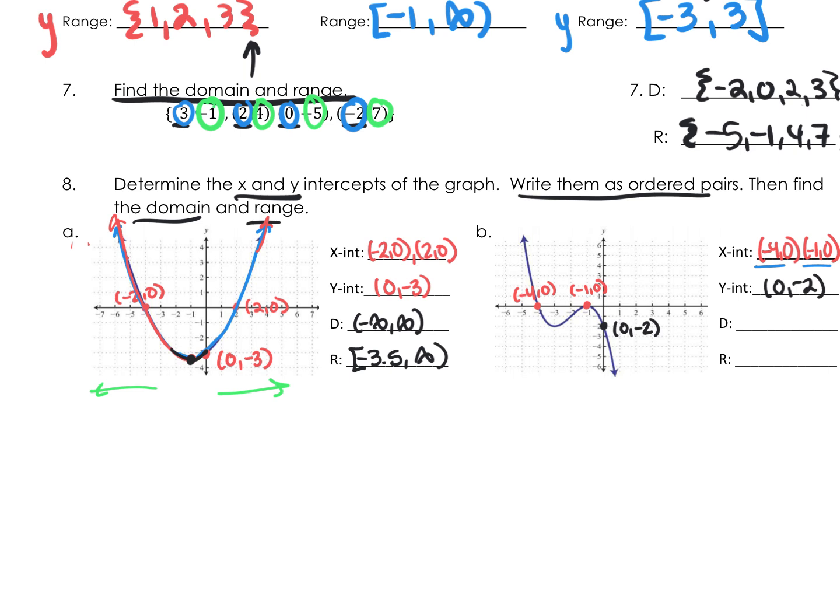And then for my domain, I'm going to see how far left and how far right does my function go. When this function goes up here, it's going to be going left and left forever. And when it's going down here, it's going to keep going right, right, right forever. So my domain, it's never going to stop going left, and it's never going to stop going right. So it will be -infinity to infinity. As far as my range goes, up and down, my function goes up forever over here and down forever over here. So my y values are also going to go to -infinity to infinity.